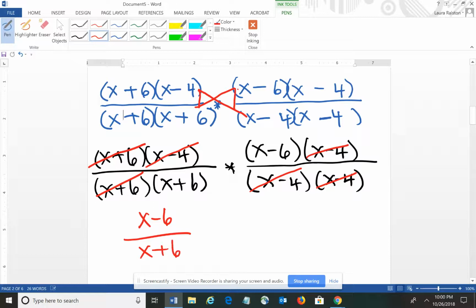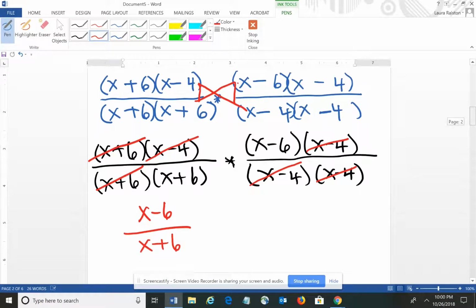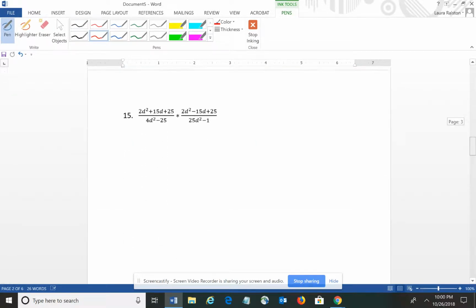And one of the reasons you want to multiply them together and then simplify them is because as you progress through the levels of mathematics, dealing with a fraction such as x minus 6 divided by x plus 6 is going to be a whole heck of a lot easier than dealing with the original problem. All right, let's try to do one more multiplication before we end this video.